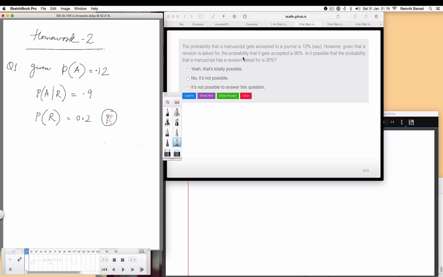So what are we saying here? We're saying that it is given that the probability of A is 0.12, 12%, and the probability of A given R is 0.9, 90%. Then is it possible that the probability of R is 0.2? All right. How do you go about solving this question?